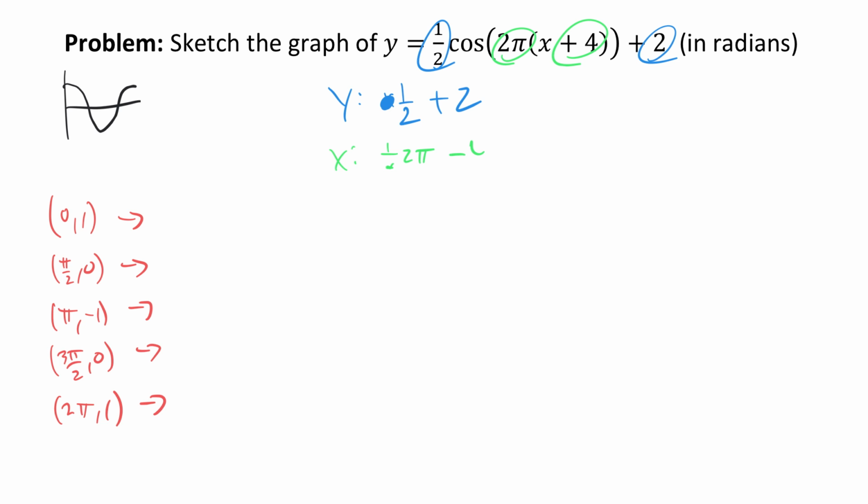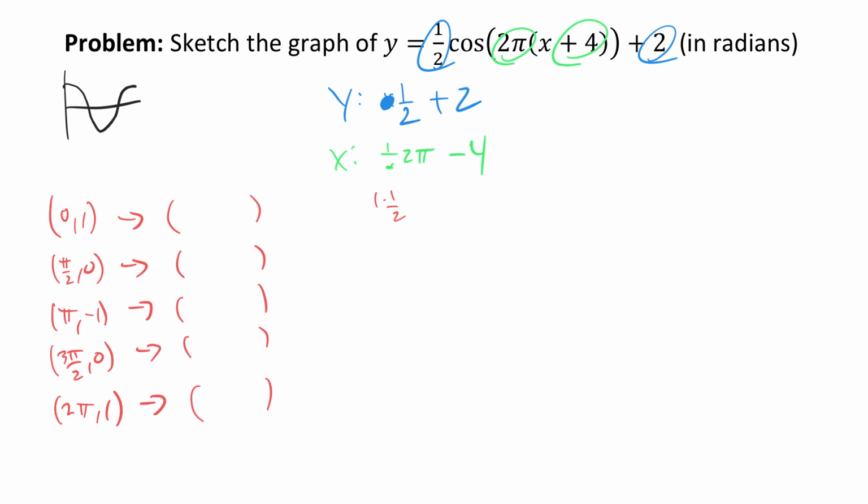And then we're going to have to subtract 4. Again, we have to reverse what we would normally do because the x values are always reverse. All right, let's do the y values first because those are easier. So 1 times 1/2 will be 1/2 and then plus 2. That's still not super fun. Let's do the fraction over here.